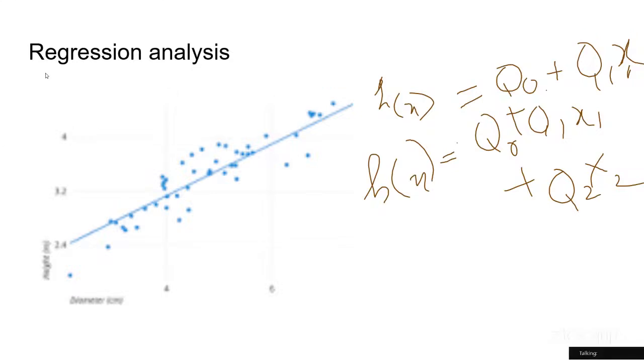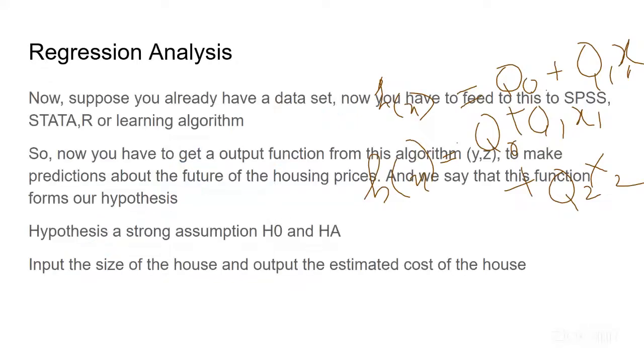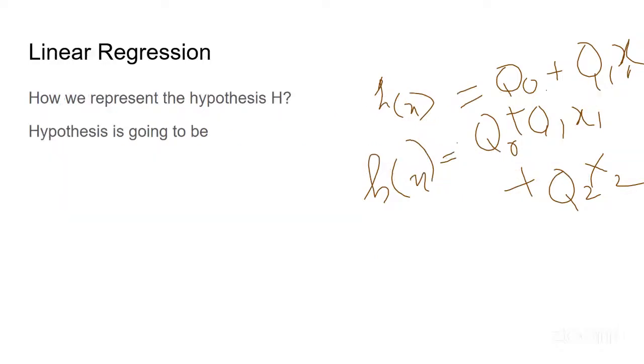Now you already have a data set. You have to feed this to the learning algorithm, in SPSS or R. Now you have to get an output function from this algorithm to make predictions about the future of housing prices, and we say that this function forms our hypothesis. Hypotheses are strong assumptions. H0 is the hypothesis of no difference, where we assume that our predictions or outputs would be correct, and HA is our alternative hypothesis, where we say that the assumption we have made is not true. So the input is the size of the house, and the output is the estimated cost of the house.